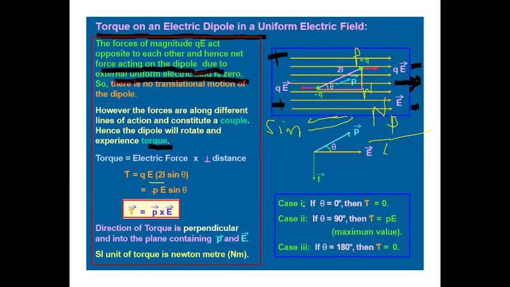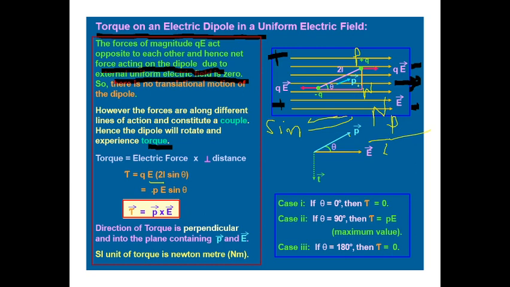If these are the three special cases, then what is the torque when theta equals 0? Sine 0 is 0, so torque equals 0. In the case when the dipole is placed perpendicular to the direction of the electric field, theta equals 90 degrees, sine 90 equals 1, so torque equals PE. It is the maximum value.